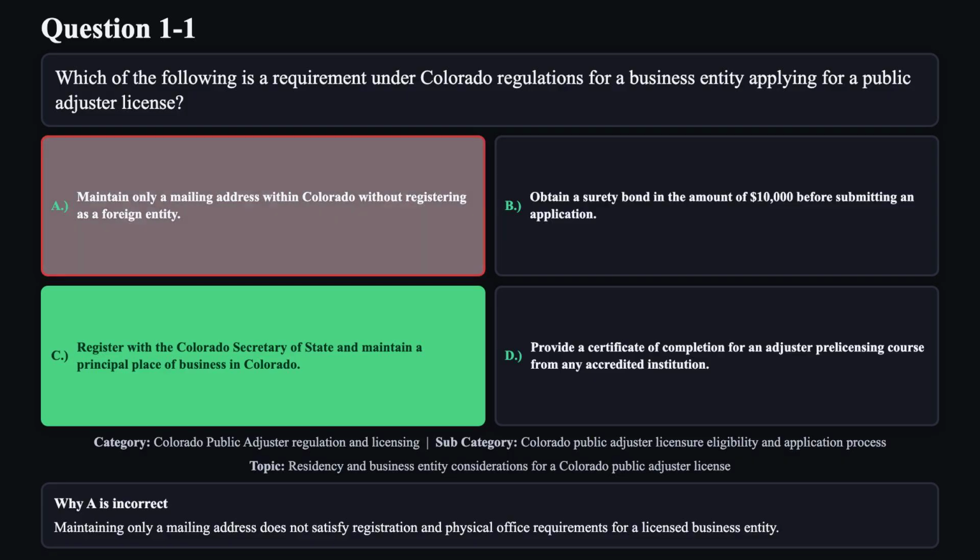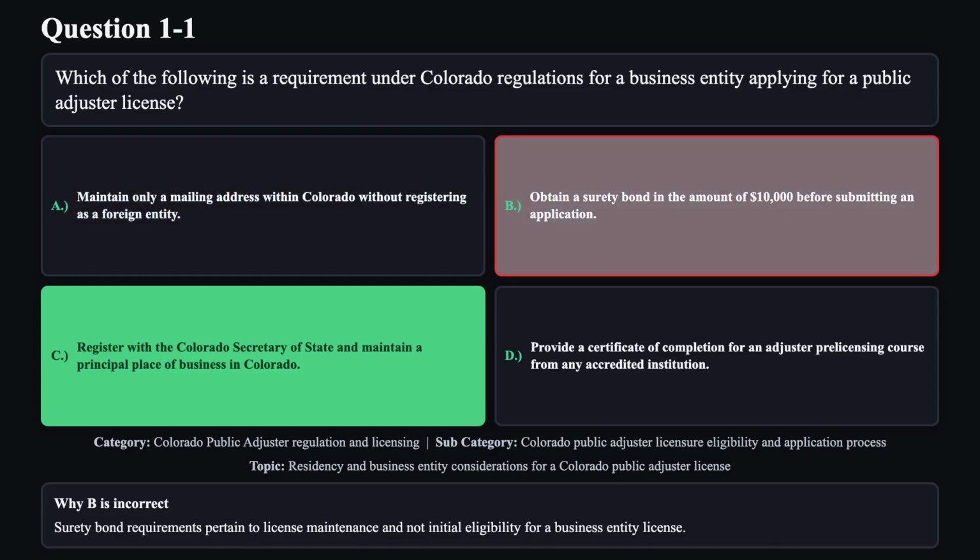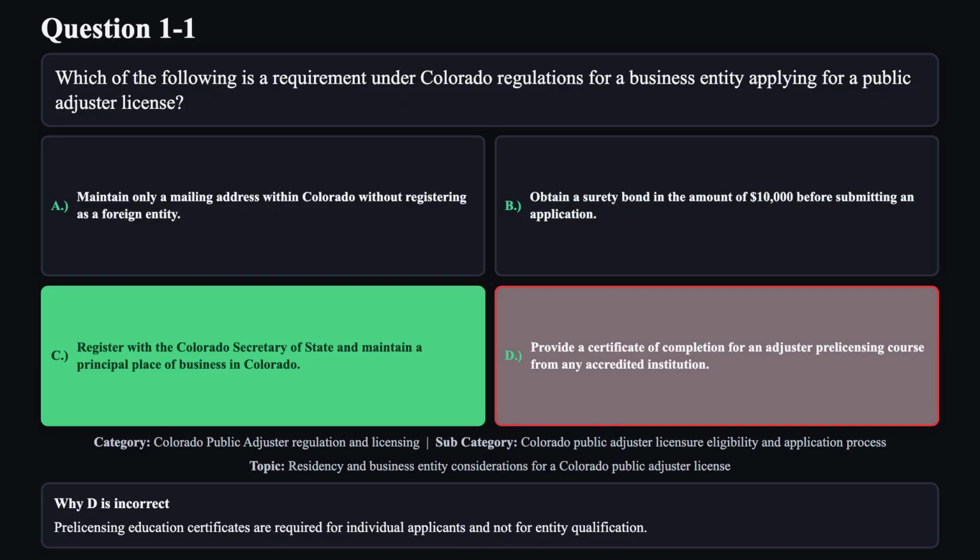Maintaining only a mailing address does not satisfy registration and physical office requirements for a licensed business entity. Reason B is not correct. Surety bond requirements pertain to license maintenance and not initial eligibility for a business entity license. Reason D is not correct. Pre-licensing education certificates are required for individual applicants and not for entity qualification.